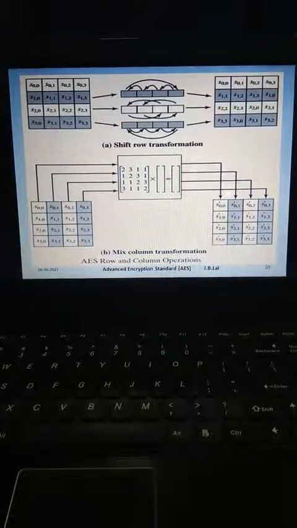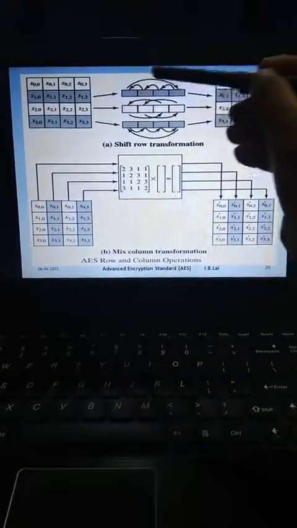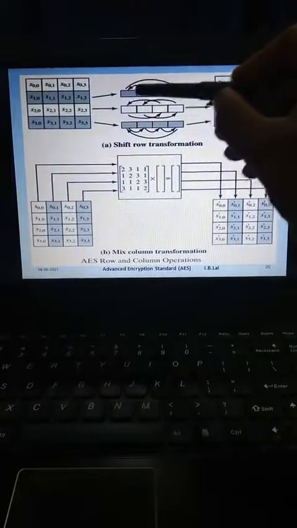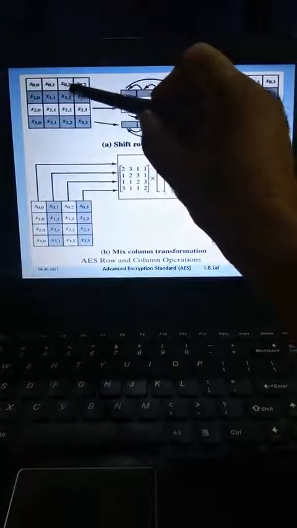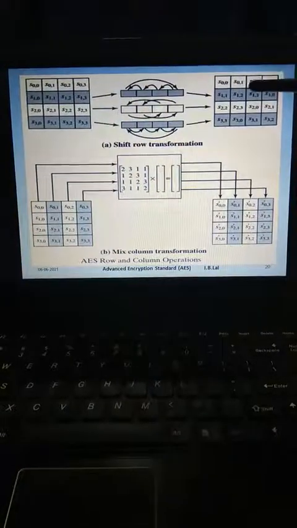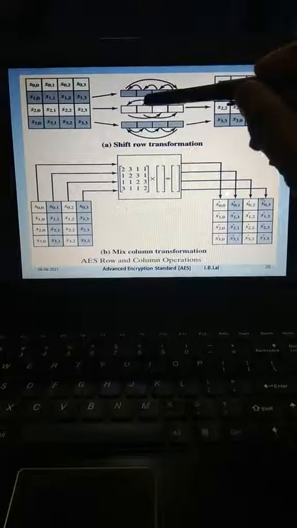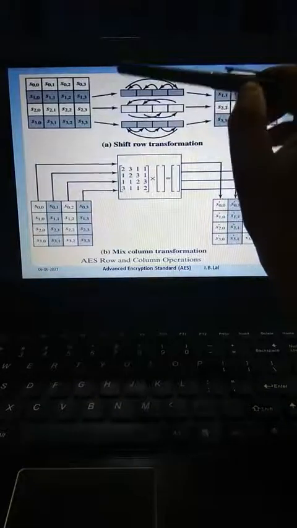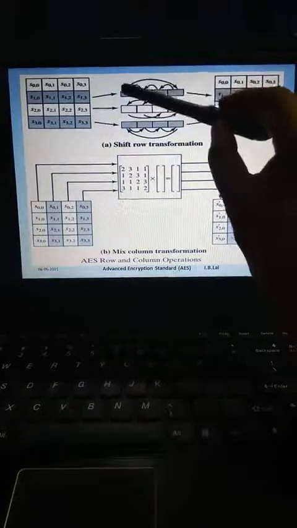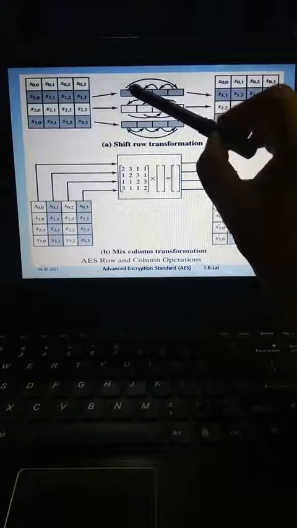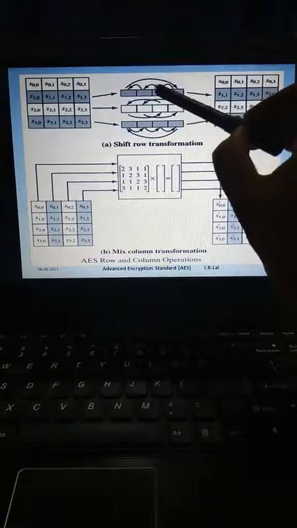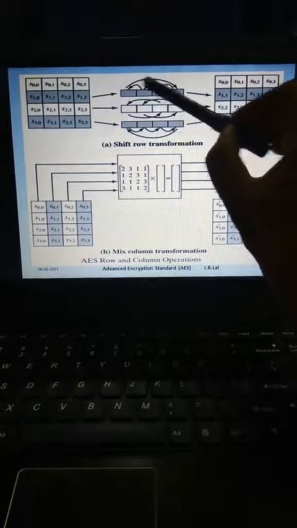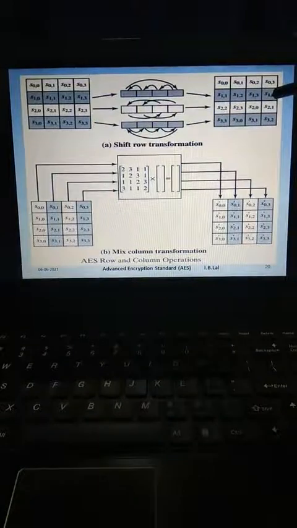Now we can see it here more clearly. What happens in 0th row? No shifting. In 0th row, no shifting of bits. S00, S01, S02, S03, S00, S01, S02, S03. No change in position. But in first row, one bit would be shifted. So this first bit comes here, this position is taken by second bit, and the second position is taken by third bit, and third position is taken by fourth bit. So S10 comes here, S10.